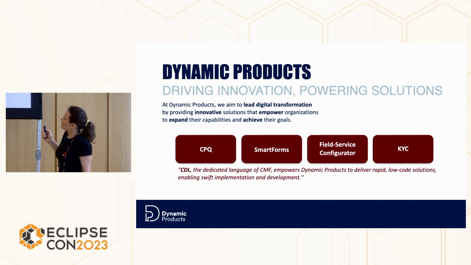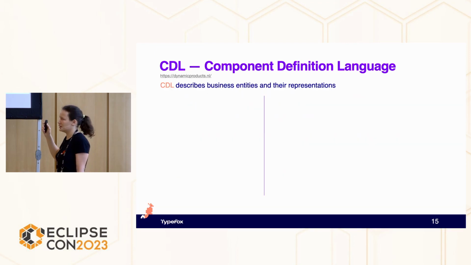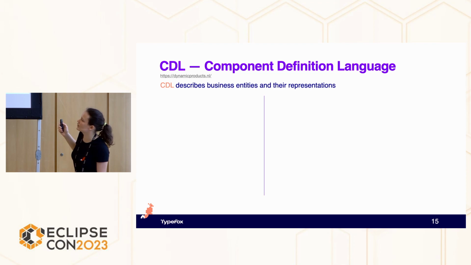And now we can come to the language. So, the component definition language. This language describes business entities and their representations. That's the core characteristic. Now we will take a look further at it, and at the domain of this language. It's about business process automation.